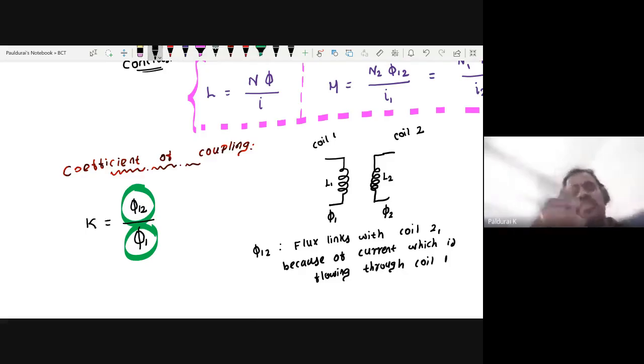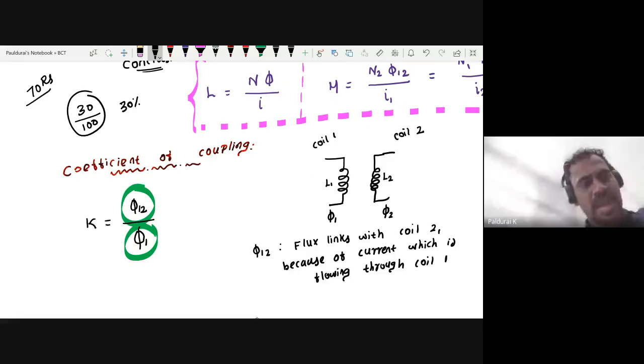Suppose I have 100 rupees, and I give 30 rupees to you. This ratio tells us it is 30%, so I have given 30% to you. That is the coupling between you and me. If I give you 70 rupees out of 100, the coupling is 70%. If I give you 100 out of 100, it is a strong coupling. So this K, in terms of percentage, is 70, 30, 100.